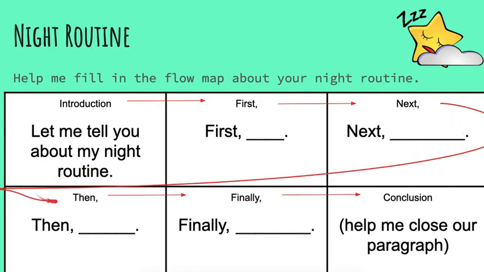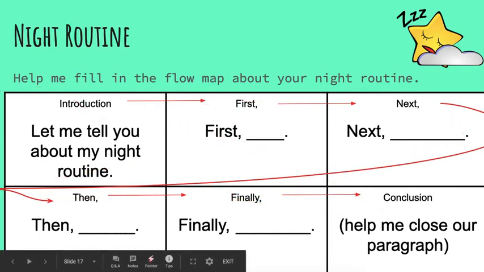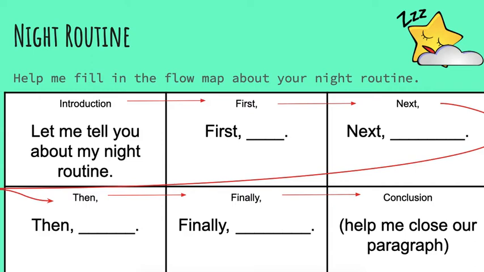little project, and you can see here it says, help me fill in the flow map about your night routine. I went ahead and helped you with the introduction. I put, let me tell you about my night routine. Your job is to write 4 sentences about the 4 things you do before you go to bed. So you can say, first, I brush my teeth.